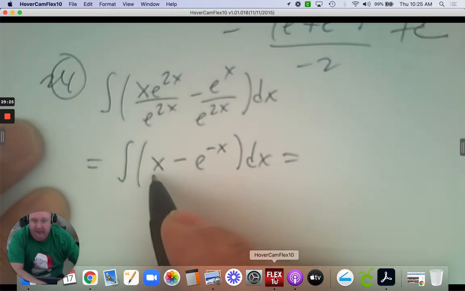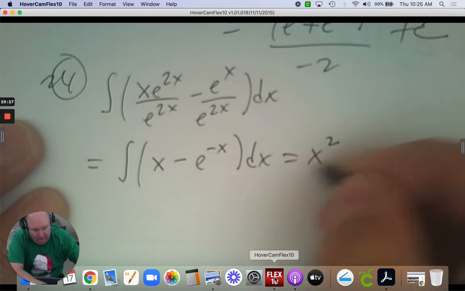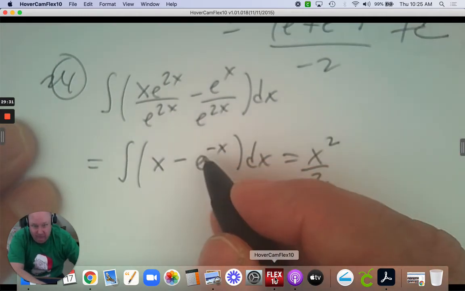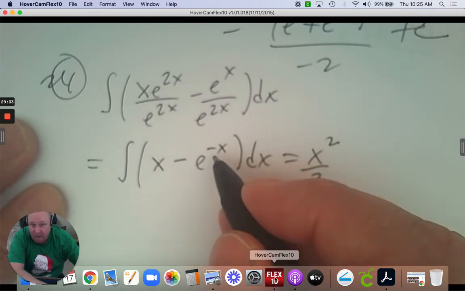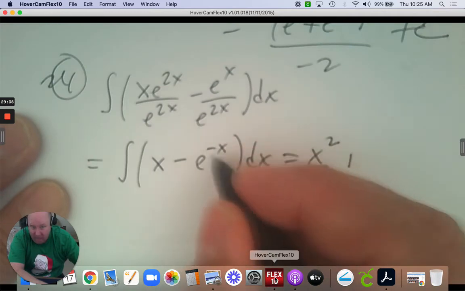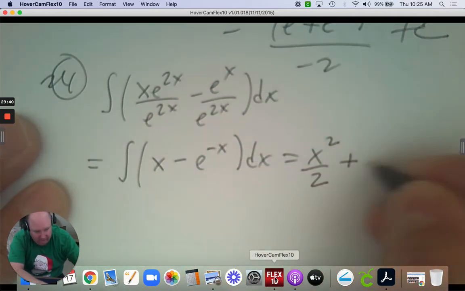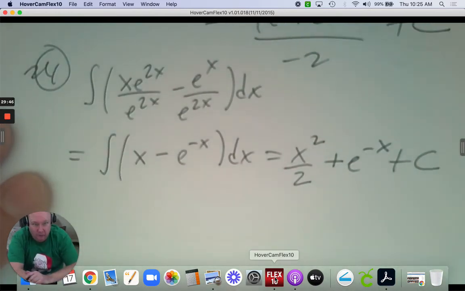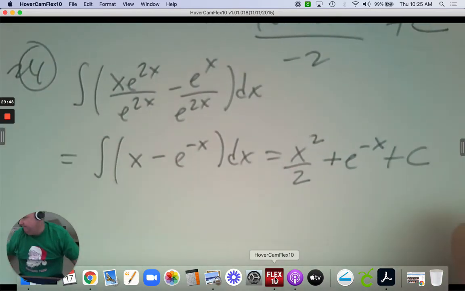So the antiderivative of x is x squared over 2. The antiderivative here would be just copy it. Now there's a hook on of negative 1. So that's actually going to make the negative, and the hook on negative makes this plus. And then you just copy it. And that's the rule. Done. There's 24.